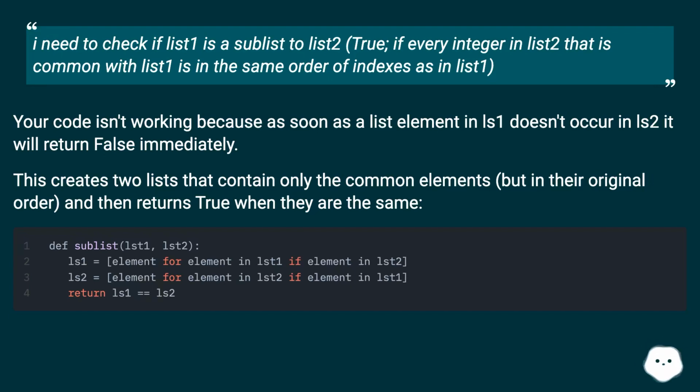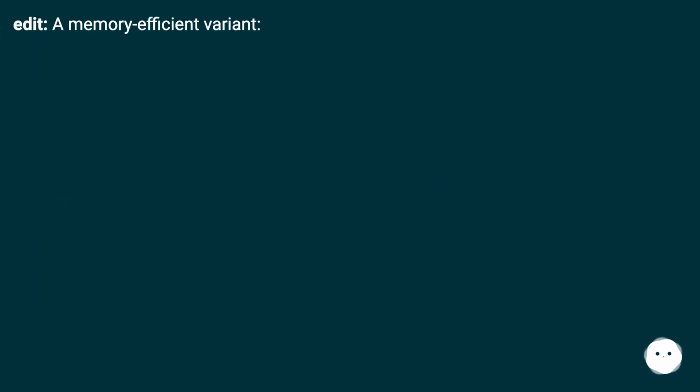This creates two lists that contain only the common elements, but in their original order, and then returns true when they are the same. Edit: a memory-efficient variant.